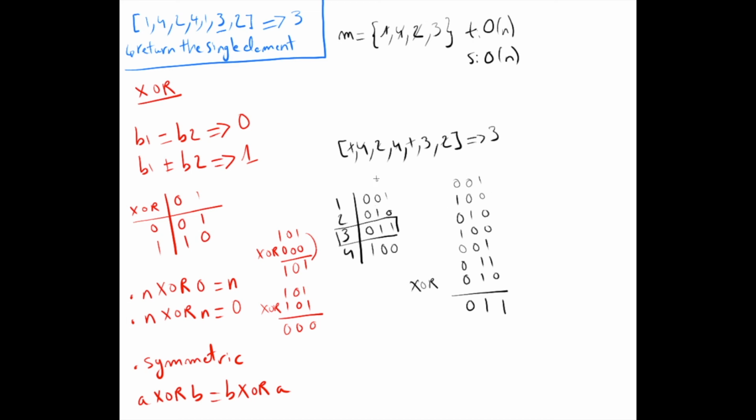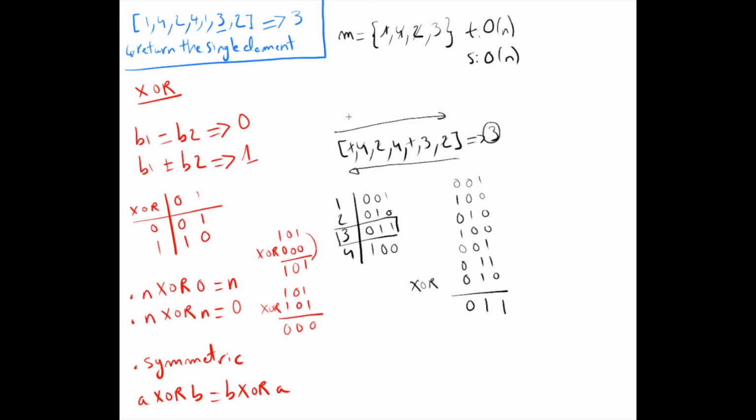Bear in mind that the solution is also working because the XOR operator is symmetric. So regardless of the way we iterate on the array, be it forwards or backwards or whatever we want, it will always return the single element, that is 3.